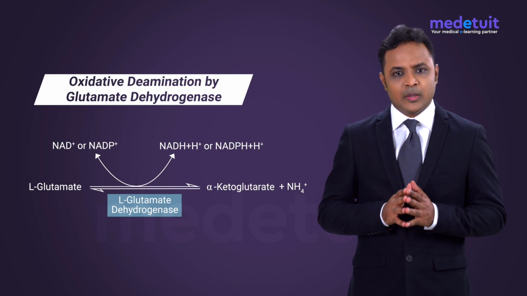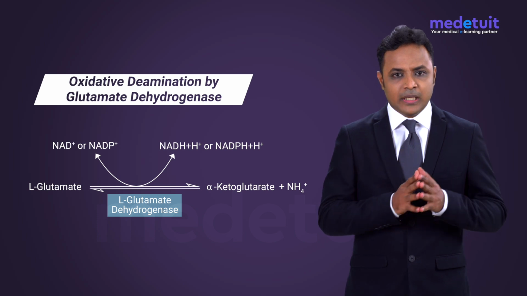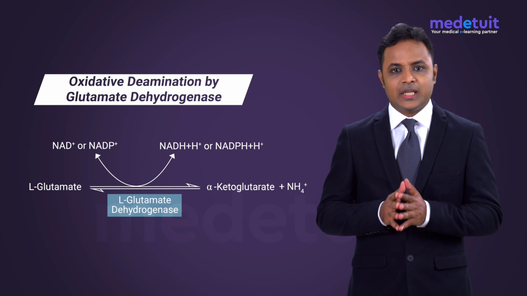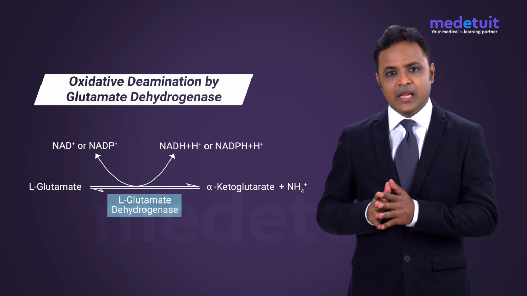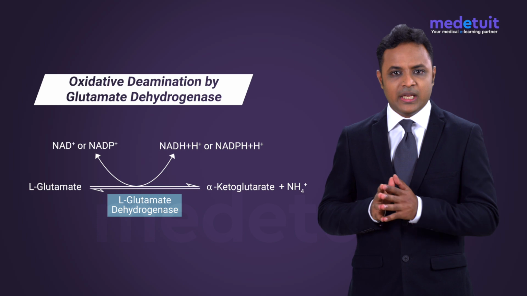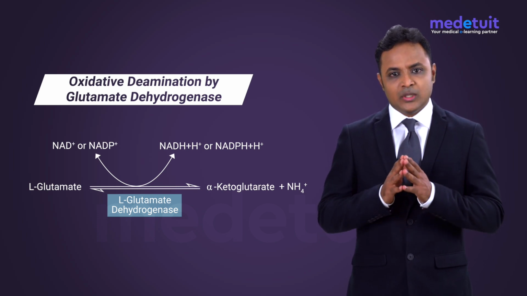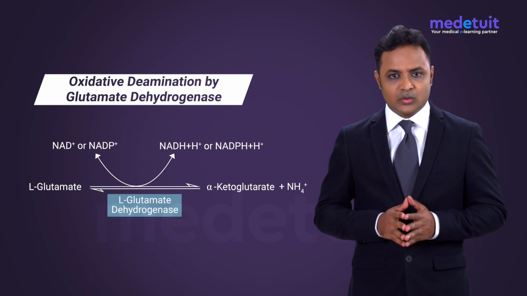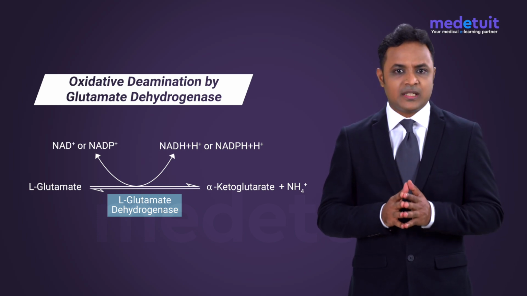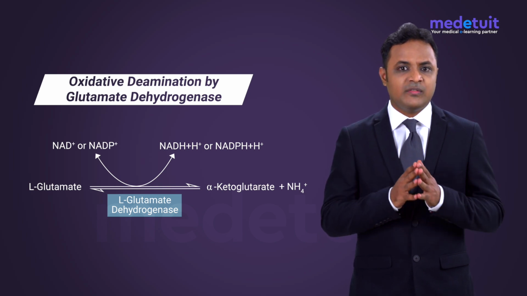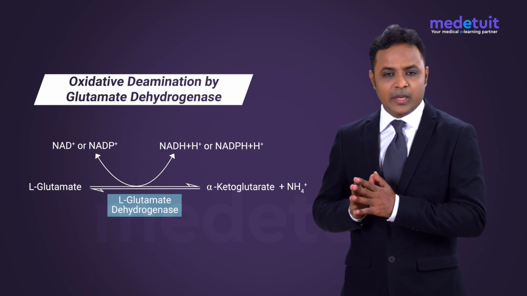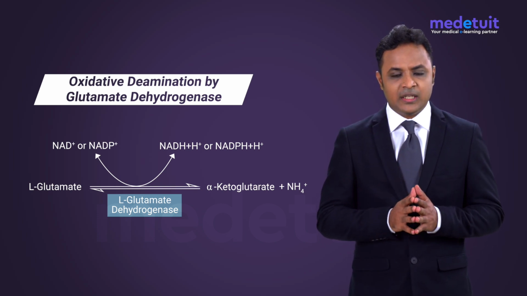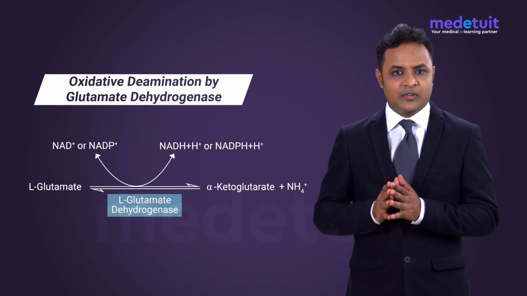Whereas in the anabolic reaction, it goes in the opposite direction. Alpha ketoglutarate will combine with ammonia to form L-glutamate in the presence of glutamate dehydrogenase enzyme, but helped by the reducing equivalent NADPH, which is converted to NADP plus. So glutamate dehydrogenase has both an anabolic role as well as a catabolic role. This is the oxidative deamination by glutamate dehydrogenase enzyme. Glutamate dehydrogenase is also elevated in cases of impaired liver function.